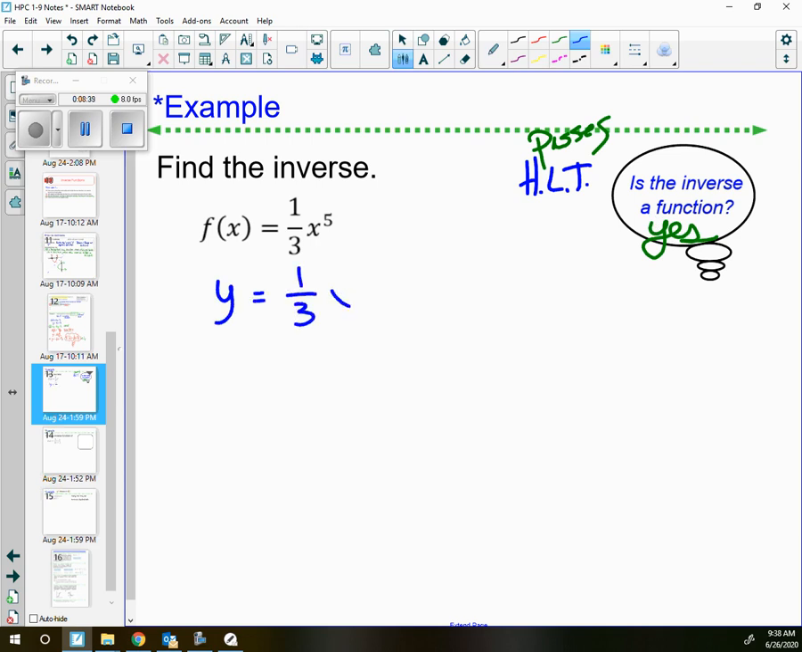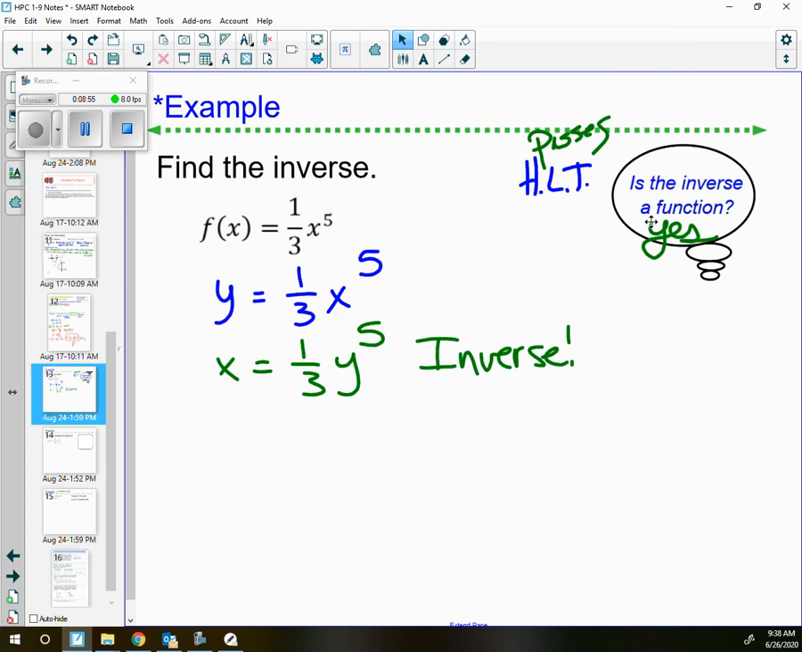We're going to take this original equation, and again, sometimes it's easier to replace that with y. And we're going to just switch the domain and the range, so we're going to switch the x and the y. Now we have to solve for y. So this technically right here is the inverse. So we're done with finding the inverse equation. Technically, that's what it is. Solving for y is what makes it easier for us to put it back in our graphing calculator. So how would you solve this for y?